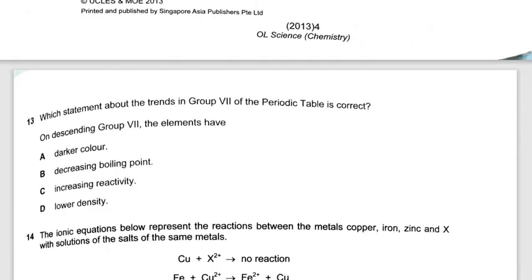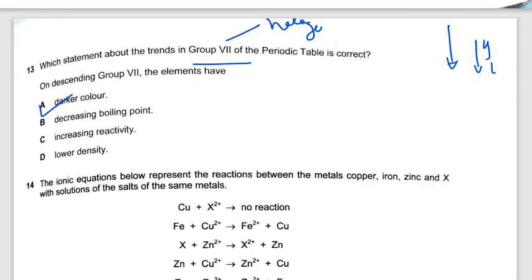Now question number 13, which statement about the trends in group number 7, and what is group number 7? This is also called the halogen group. As you go down the halogen group, reactivity decreases. As you go down, the state of matter ranges from gas to liquid to solid. And the color will be darker. So option 13A is the only correct option you have.